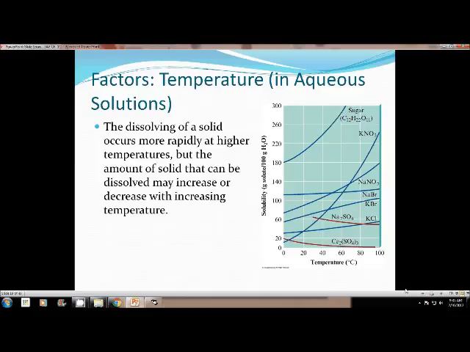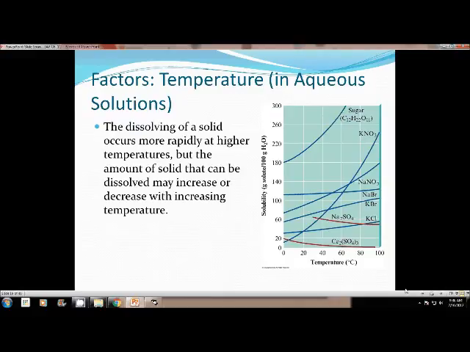Temperature can also have an effect on the aqueous solution. This graph is pictured on page 520 in your textbook, but the dissolving of a solid occurs more rapidly at higher temperatures, but the amount of the solid that can be dissolved may increase or decrease with increasing temperature. So predicting the temperature dependence of solubility is very difficult. The only way to determine the temperature dependence is by experiment.